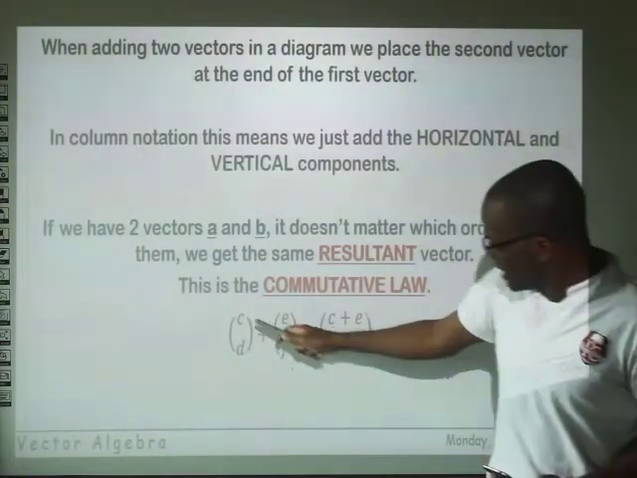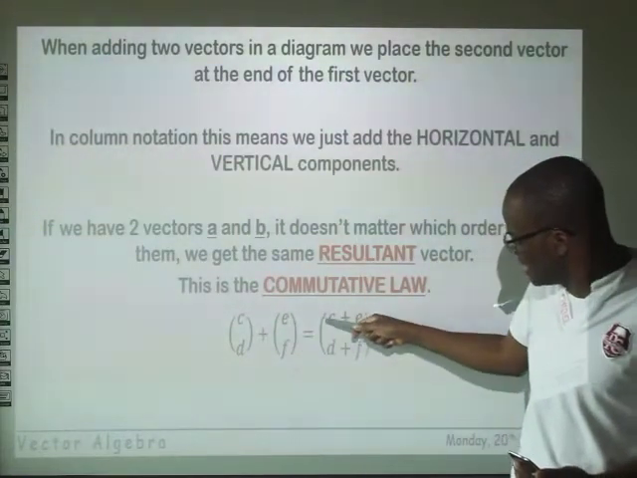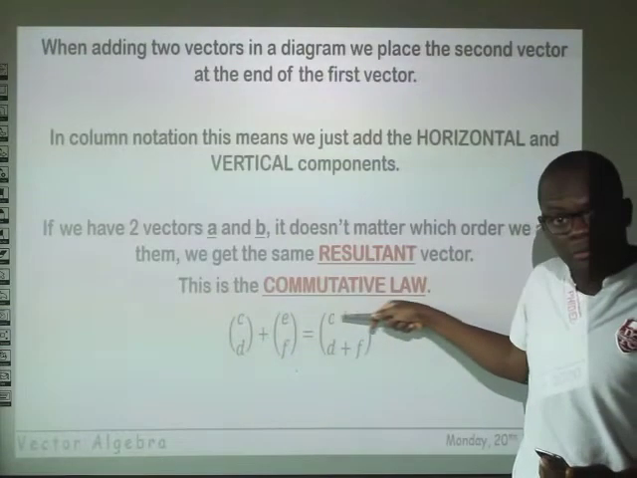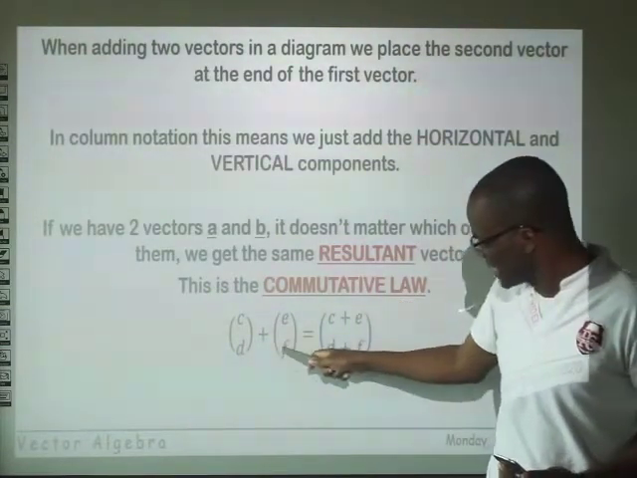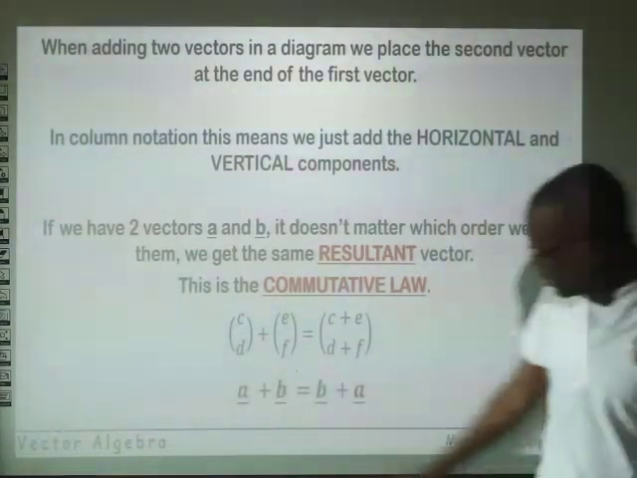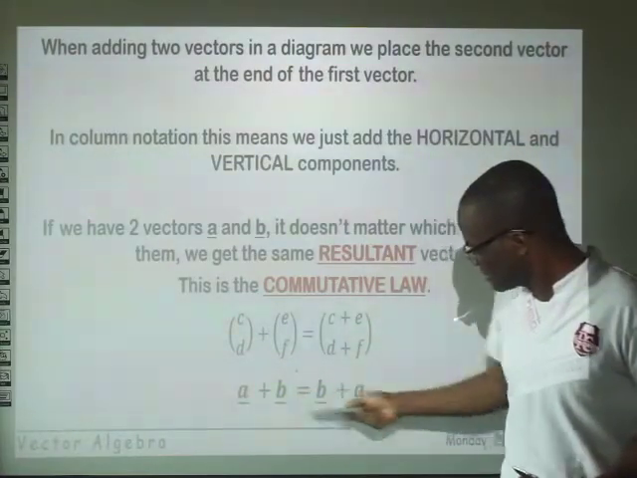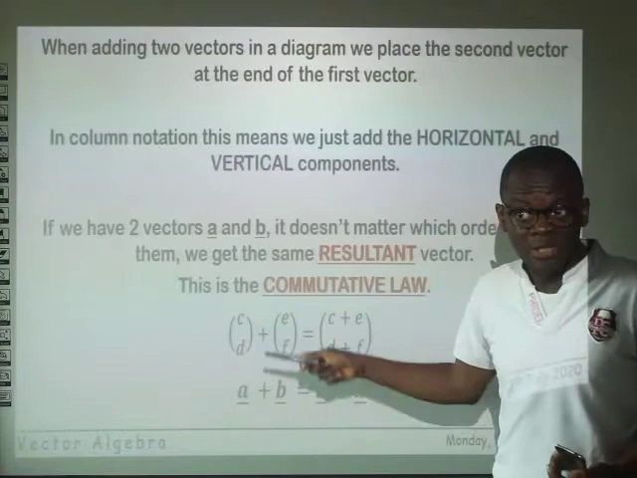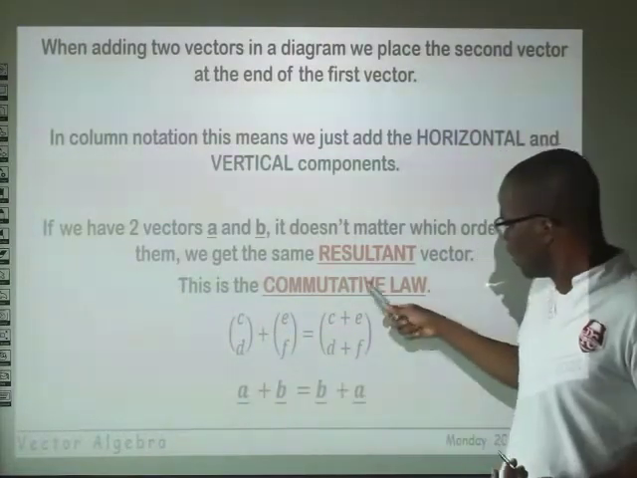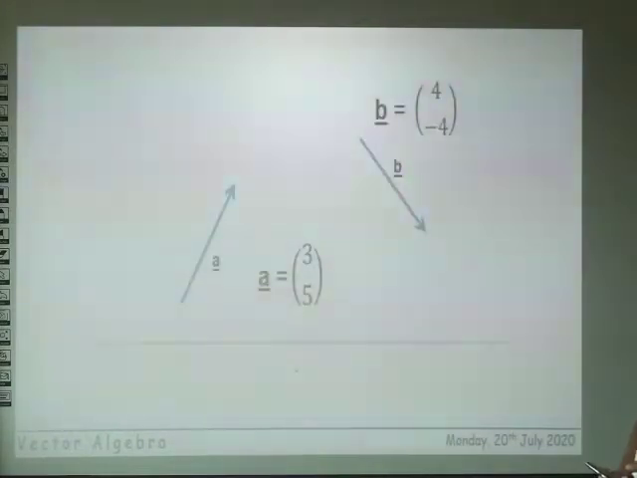So when you have (C, D) plus (E, F), it's the same as C plus E for the x-axis, and then D plus F for the y-axis. And so A plus B is exactly the same as B plus A. This is just the vector interpretation of the commutative law. Alright? Moving on quickly. Again we have the vectors A and B, with their component forms given as shown.